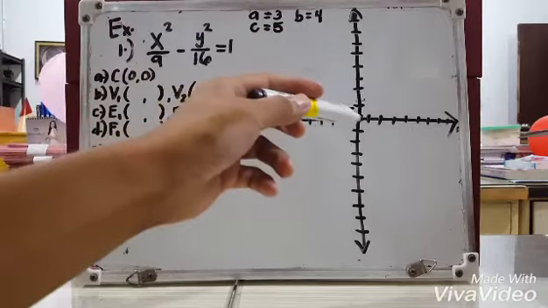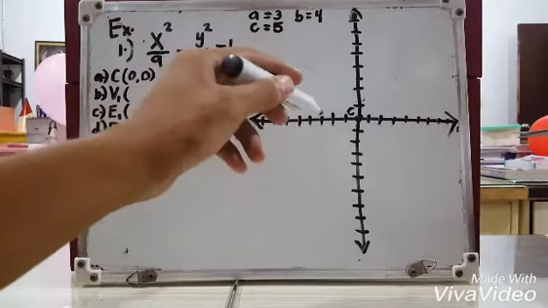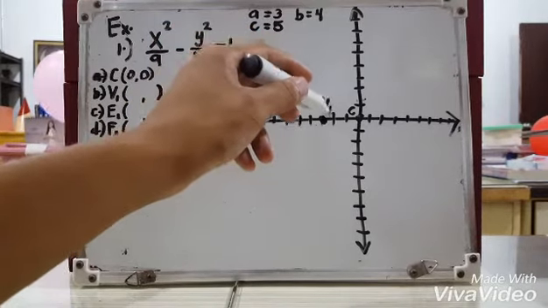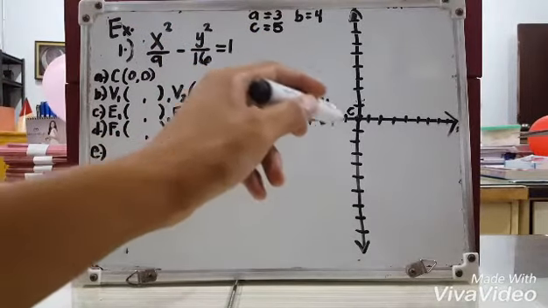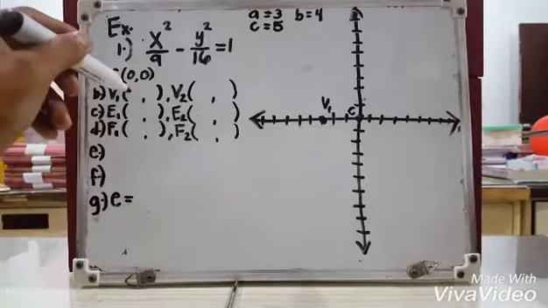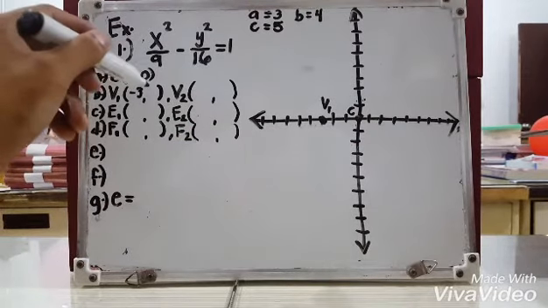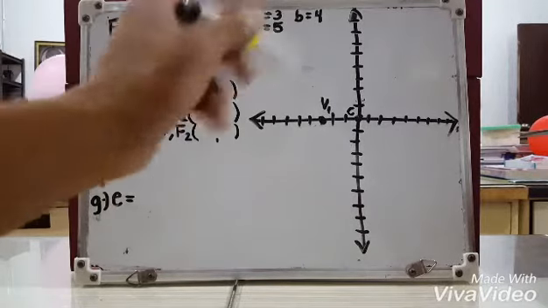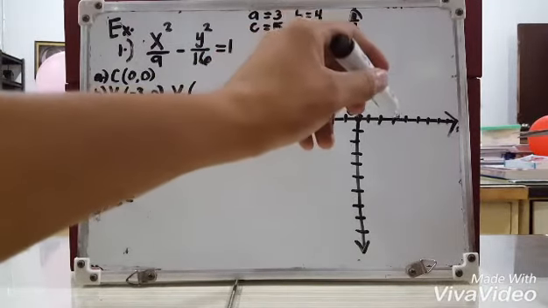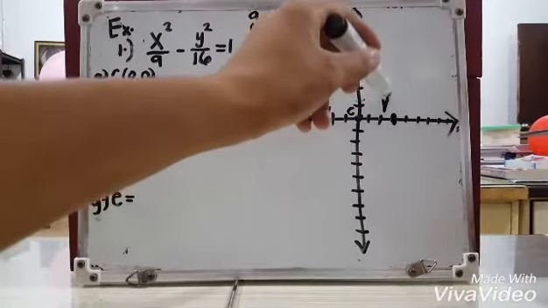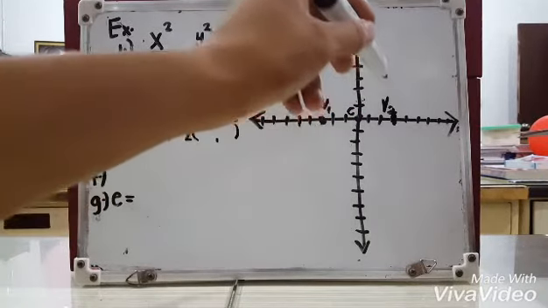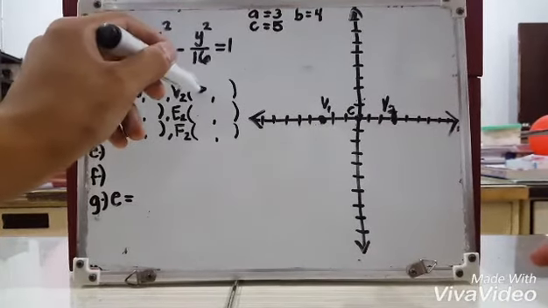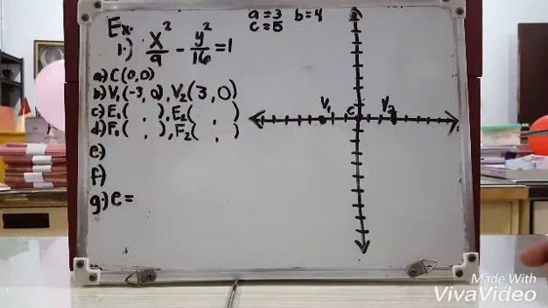So from the center here, we count 1, 2, 3. This is 3 units away from the center. This is now your V1. V1 here has coordinates -3 and then 0. Next, move 3 units to the right. So we have 1, 2, 3. This is now your V2. Clearly the coordinates of V2 here, class, we have 3 and then 0.